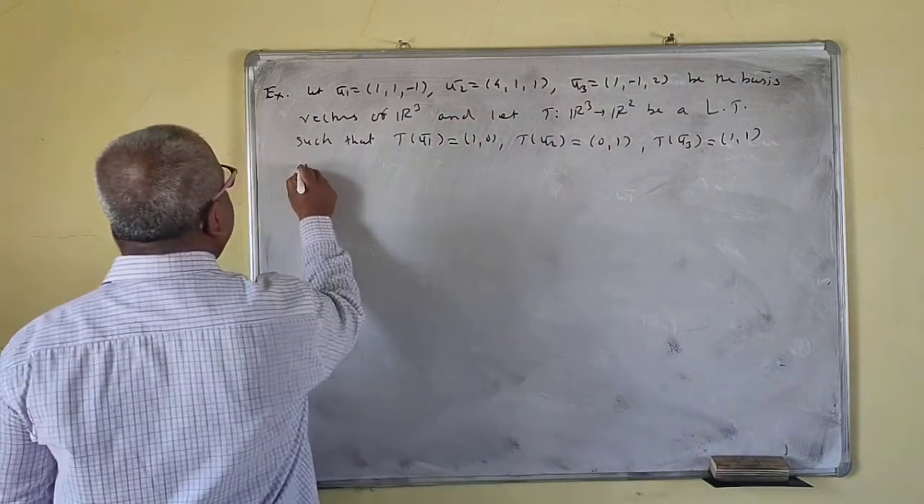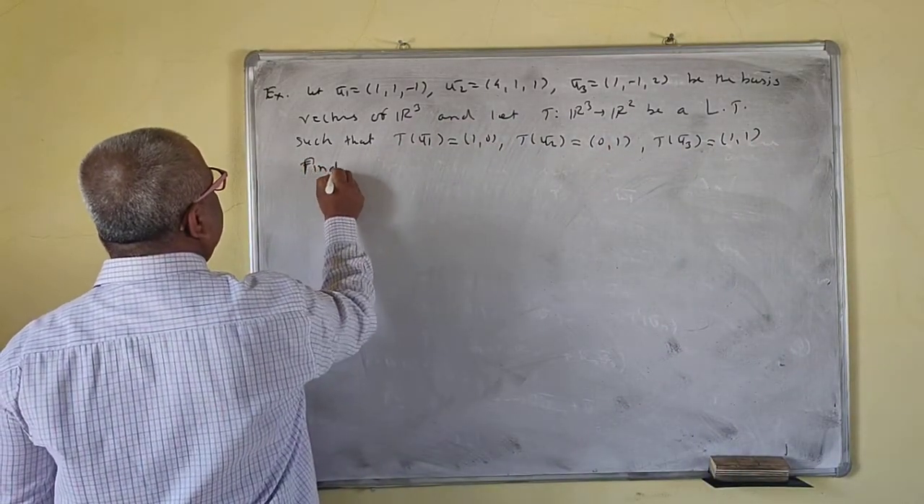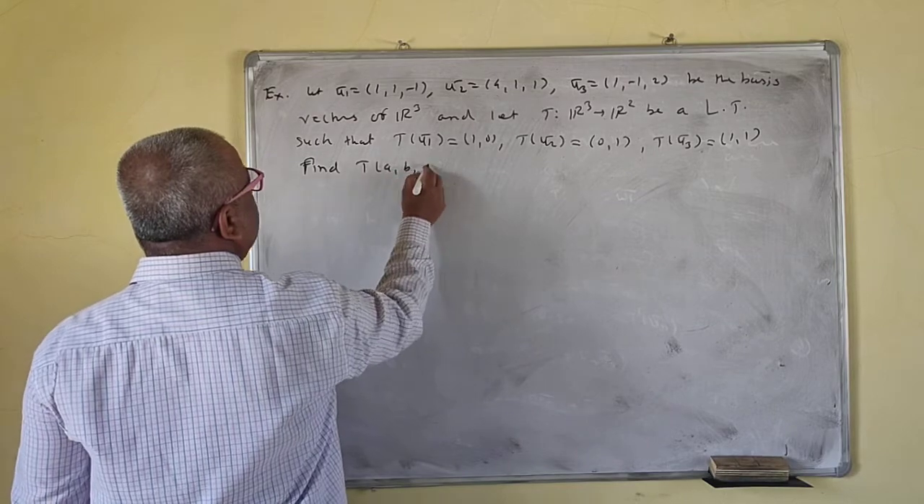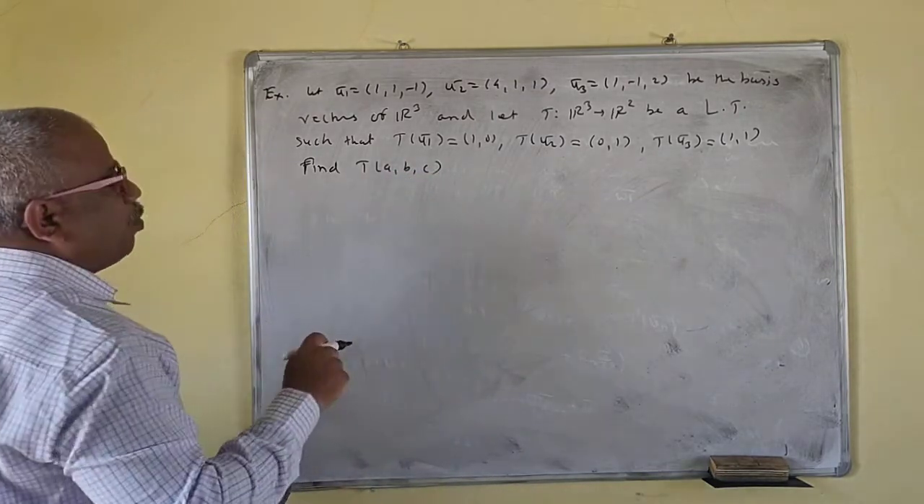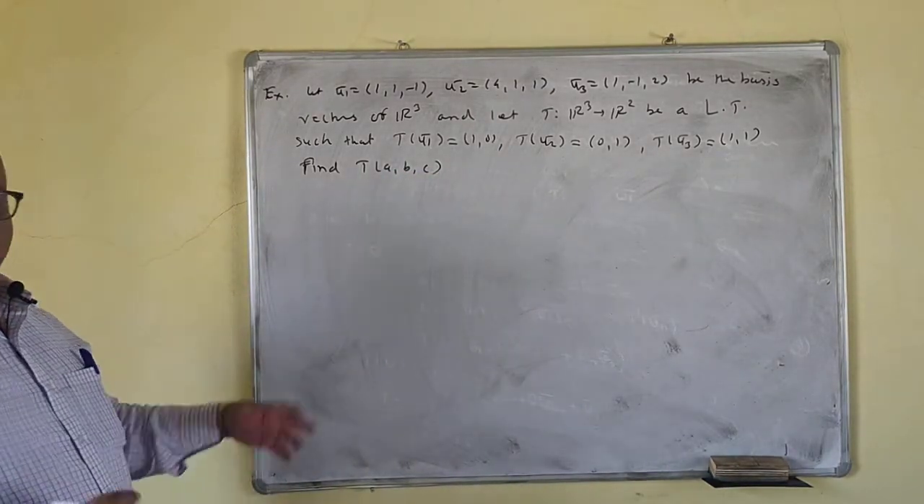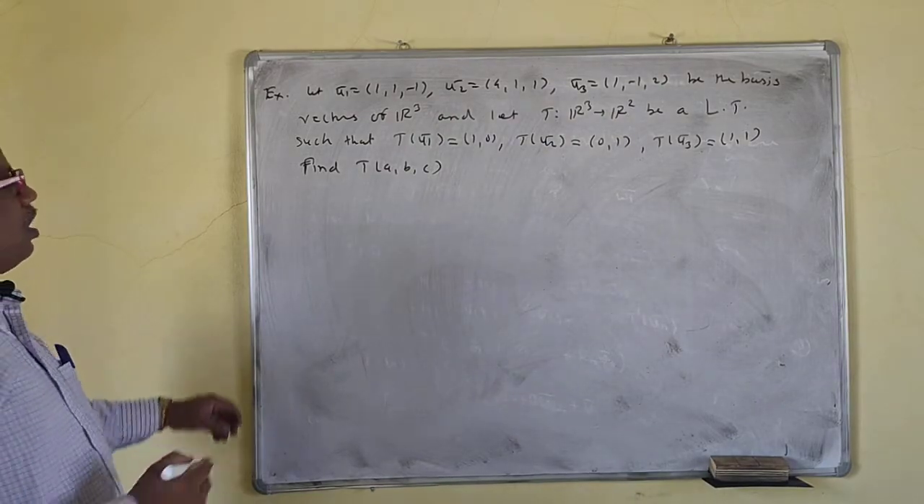Find T of (a, b, c). That means you have to find the formula for T, so T of (x, y, z) or T of (a, b, c). Okay, solution.